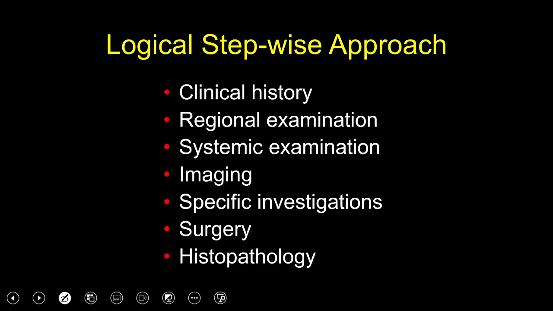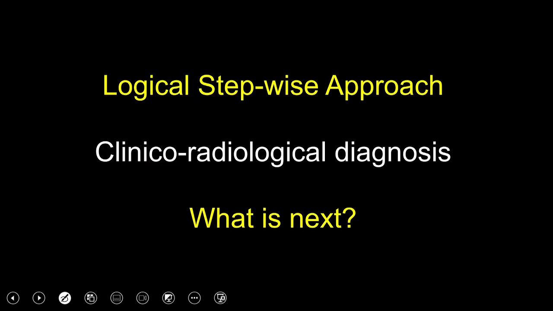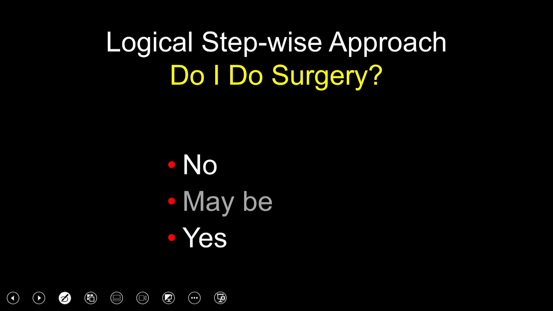You have to go through the logical steps necessarily: clinical history, regional examination, relevant systemic examination as is appropriate with your differential diagnosis. Imaging: it could be ultrasound B scan, MRI or CT scan, or even a PET CT scan. Special investigations, surgery, and of course histopathology, most important, because based on that you would devise adjuvant therapy. So when you go through this approach, you have three conclusions. What do I do? Do I say no to surgery?